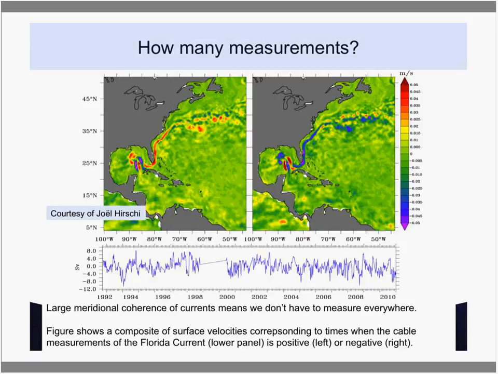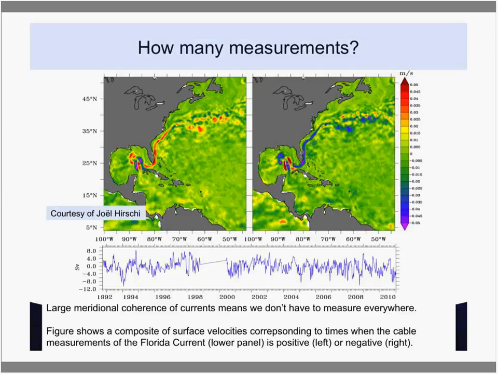But in fact, when you start looking at the coherence of the circulation, currents are actually very meridionally coherent. I'm focusing on the subtropical Atlantic now, and I don't know the answer if you were to ask about the currents in the subpolar area. This figure was provided by Joel Hirschi. It shows a composite. Along the bottom, the blue line is the measurements of the Florida Current in the Florida Straits.